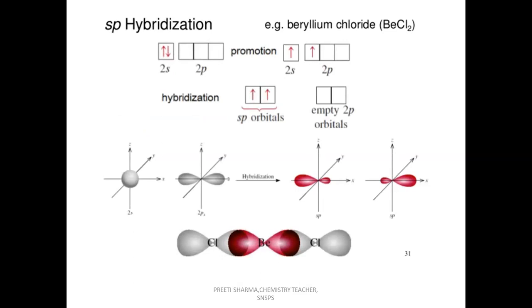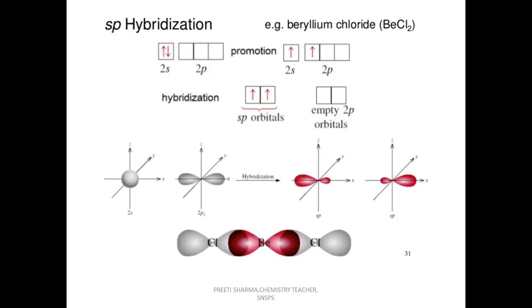If the atomic orbital is already complete, then the element will not react with another element, right? Here the 2s orbital is completely filled. It means it will not attach Cl2 to itself.